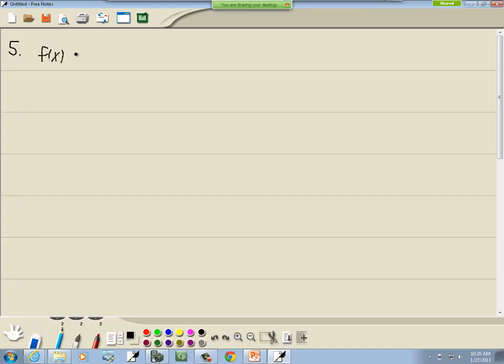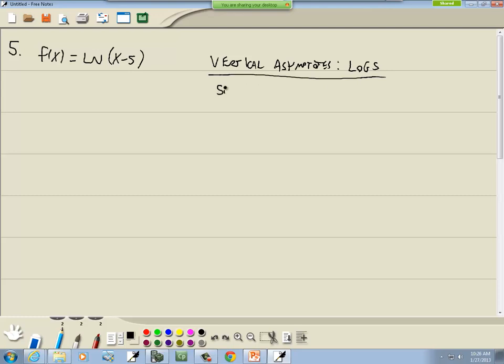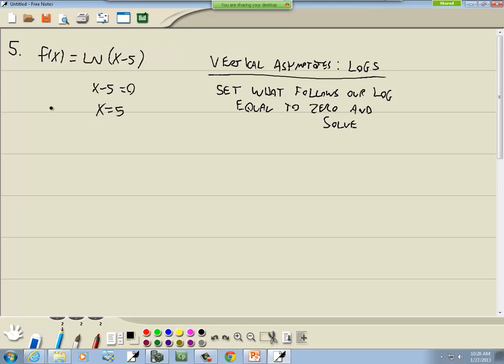Okay, so we got f of x is equal to natural log of x minus 5. And this is finding the vertical asymptotes. We have logs. Well, we set what follows our log equal to 0 and solve. So set what follows our log equal to 0 and solve. So like in this problem, we'll take the x minus 5, set equal to 0, and we get x is equal to a positive 5. And that's our vertical asymptote.